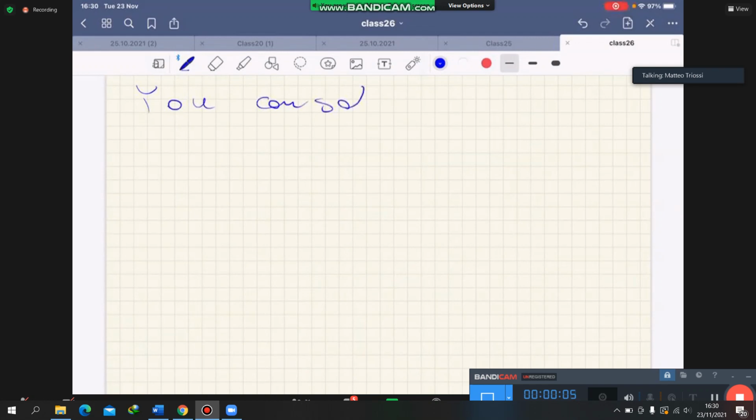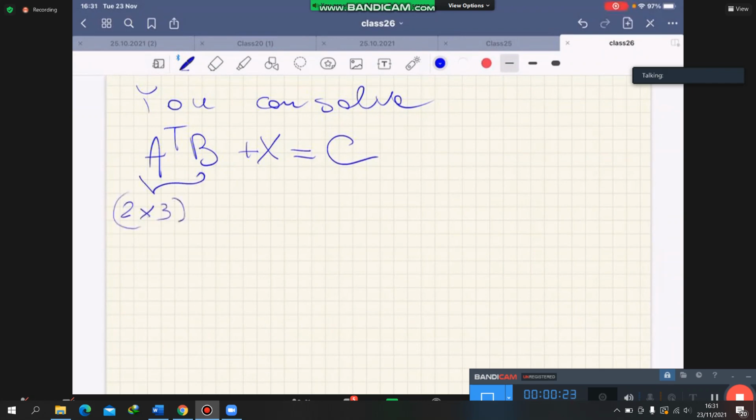You can solve in reality A^T B plus X equals C. You can solve this one because this is a 2 by 3 times 3 by 2 matrix, and so this is a 2 by 2 matrix. Be careful, that you can solve.